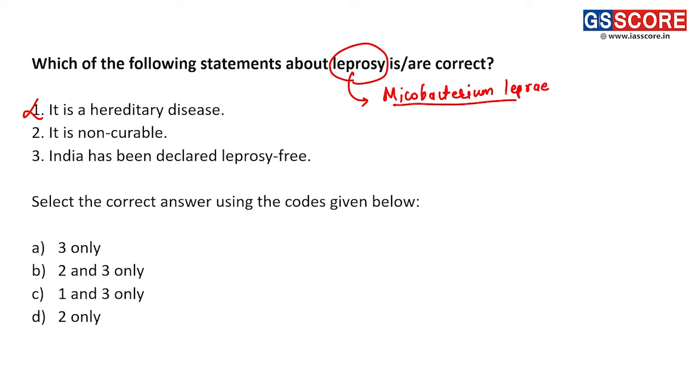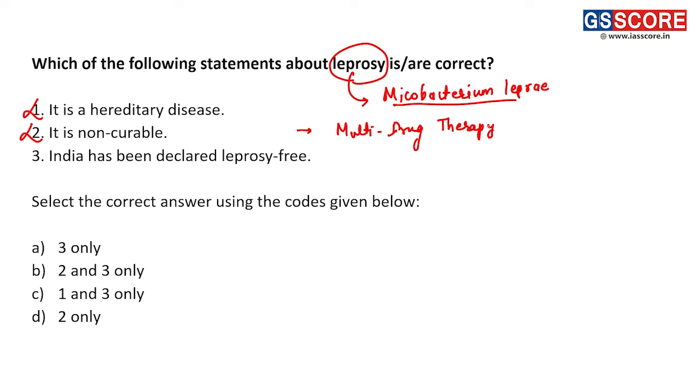Second statement is, it is a non-curable disease. Again, this statement is incorrect because with the help of multi-drug therapy, it is possible to cure leprosy. So the second statement is also incorrect.